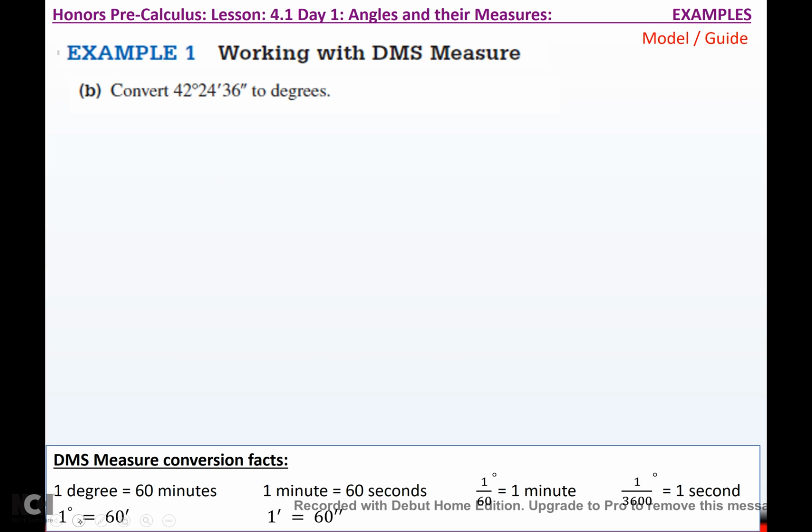Alright, convert, now we're going backwards. They're giving me 42 degrees, 24 minutes, and 36 seconds, and they want me to go back to degrees. Well, what you got to start with is you have 36 seconds. I don't want seconds. I'm going to turn those into minutes. So if I want to get rid of seconds, I put those on the bottom and minutes on top. And let's see, in 1 minute there are 60 seconds. Seconds are gone. So if I take 36 and I divide it by 60, I get 0.6.